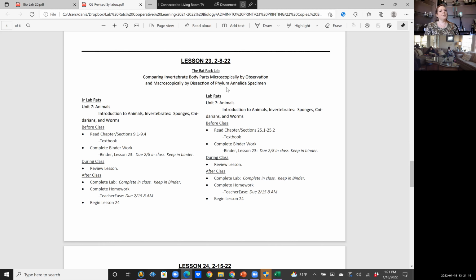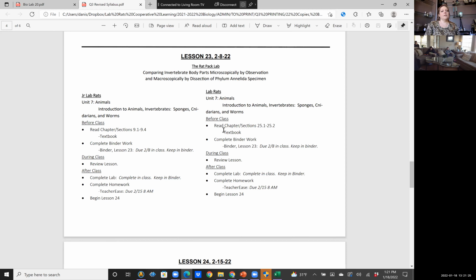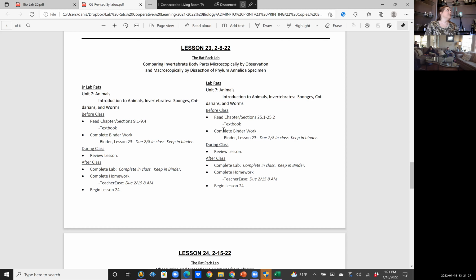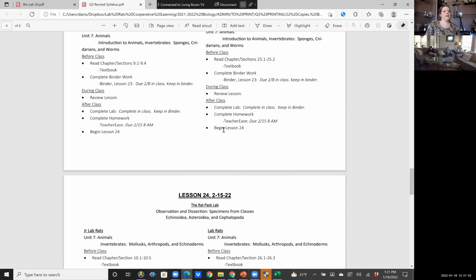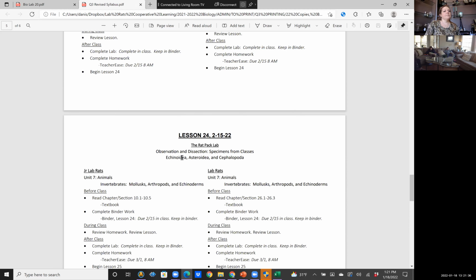So we're going to start with things like, it says macroscopic and microscopic observation of, in this case, phylum Annelida. And annelids are segmented worms, so things like earthworms. Then the week after that, we move into echinoderms, right? What's an echinoderm? Anybody know?